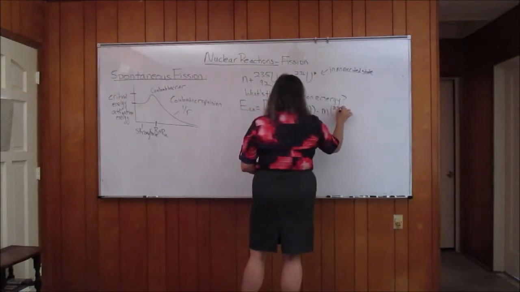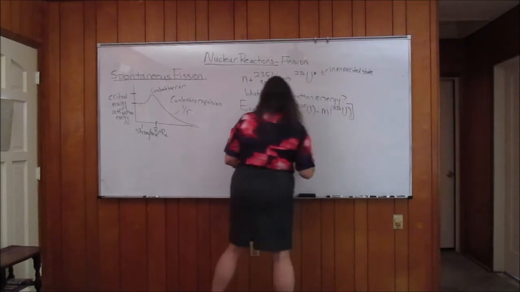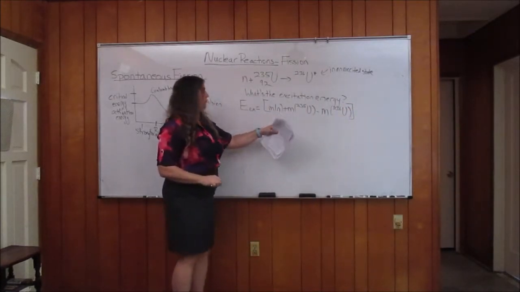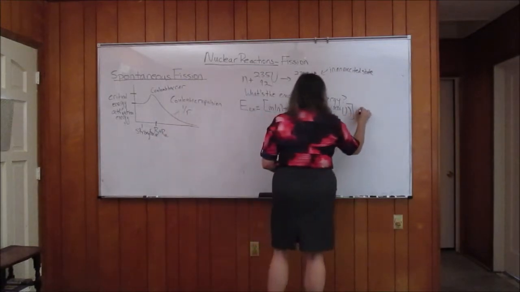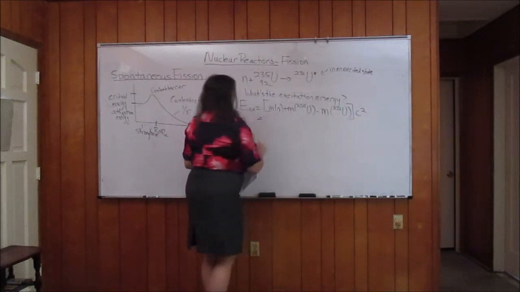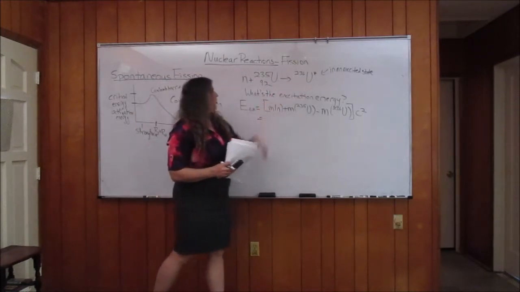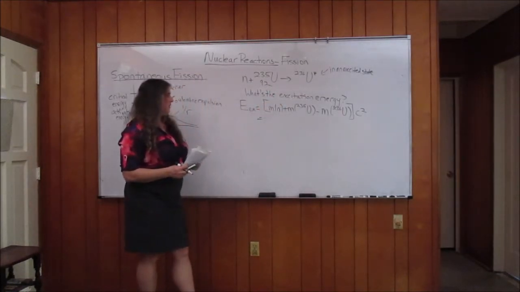So these two particles together times c squared will give you the energy of uranium-236 when it's in an excited state.